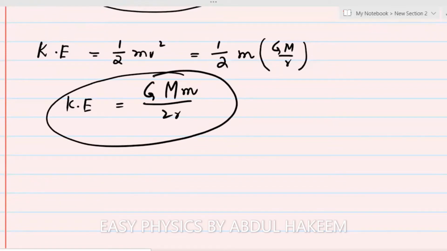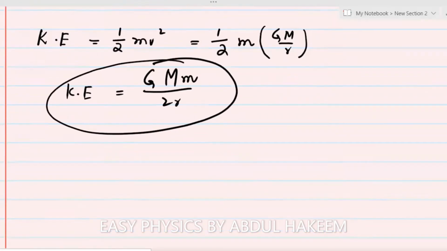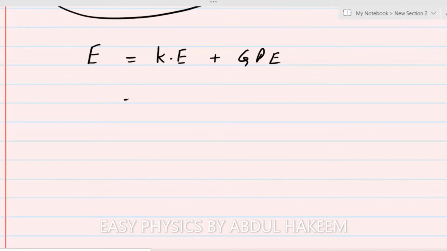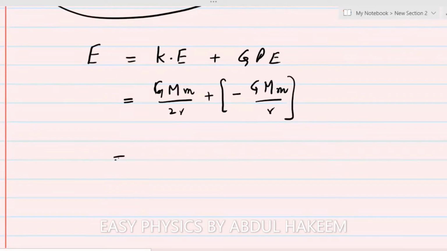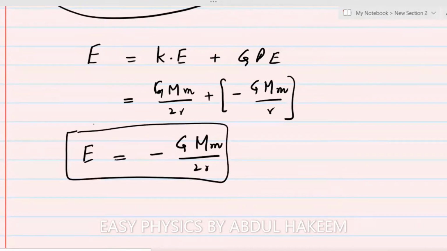So kinetic energy और potential energy का formula, जब हम दोनों को add करेंगे, it becomes the total energy, which is the sum of kinetic and gravitational potential energy. So kinetic energy is equal to G capital M small m over 2r, and the potential energy is minus G capital M small m over r. When both are added, it becomes minus GMm over 2r. This is the total energy.